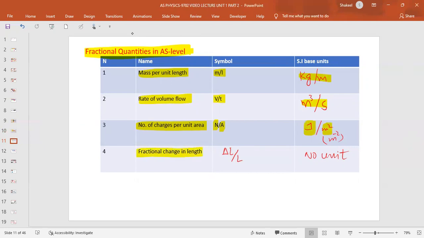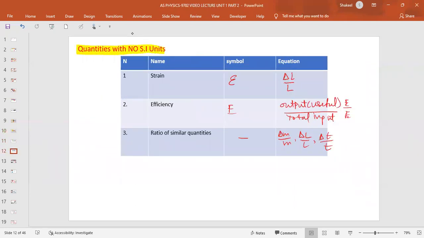Then fractional change in length, delta L over L, has no unit. Then quantities with no units: strain has no unit. You have already done that. Efficiency has no unit. And ratio of similar quantities like delta M over M, delta L over L, delta T over T. So of course it would have no unit.